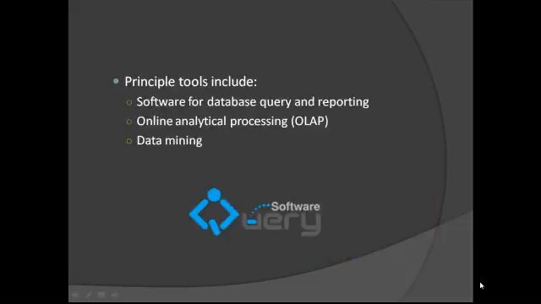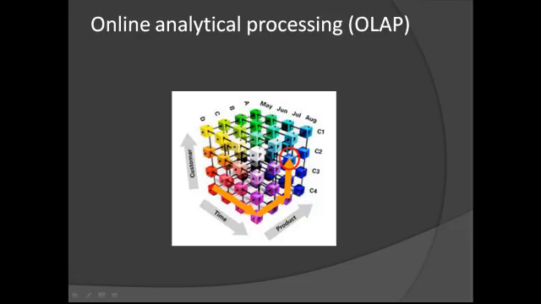The principal tools of business intelligence include software for database query and reporting, online analytical processing or OLAP, and data mining. With online analytical processing, these tools enable users to analyze multidimensional data interactively from multiple perspectives. This consists of three basic analytical operations: consolidation or roll-up, drill down, and slicing and dicing. Consolidation involves the aggregation of data that can be accumulated and computed in one or more dimensions. For example, all sales offices are rolled up to the sales department or sales division to anticipate sales trends.